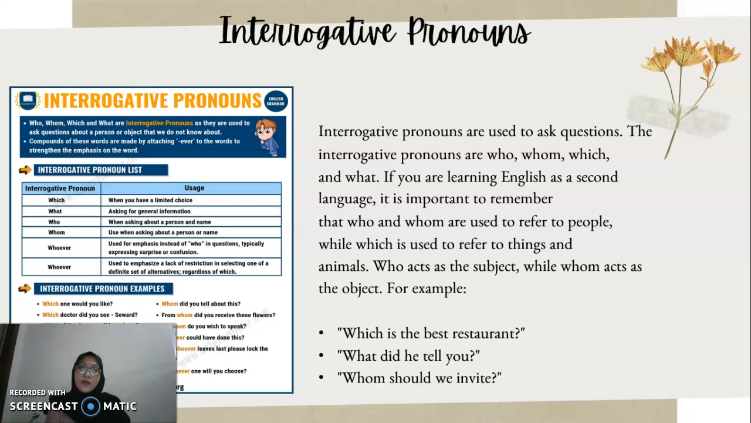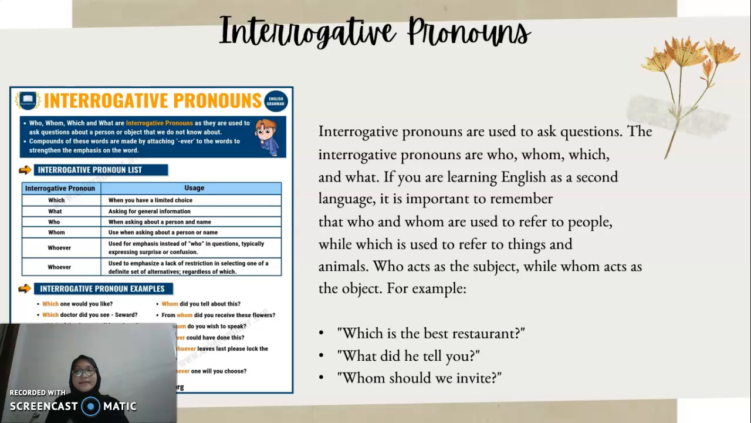For example, "Which is the best restaurant?" "What did he tell you?" "Whom should we invite?" Who, whom, which, and what are interrogative pronouns as they are used to ask questions about a person or object that we do not know about. Compounds of these words are made by attaching "ever" to the words to strengthen the emphasis on the word.